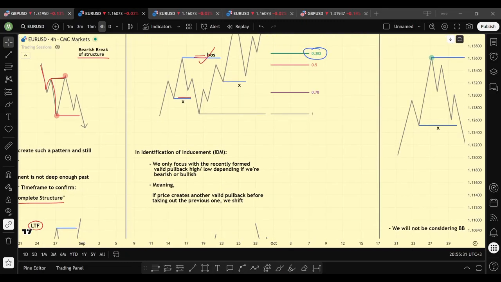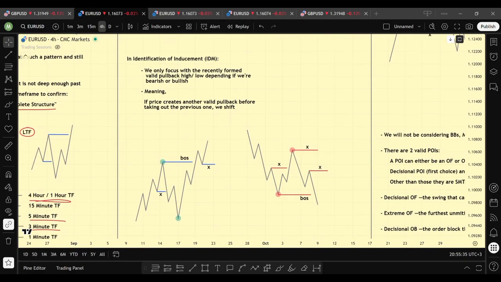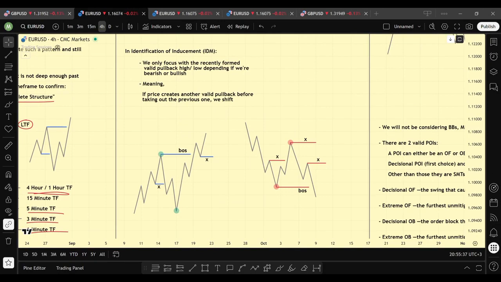So now, let's get into the inducement part. Don't worry, guys, I'll be explaining all that on the chart. I've said that we first dive into the theory part and then validate that using the charts so that we can reinforce or solidify what I have showcased with the theory part. So in identification of inducement, we only focused on the recently formed valid pullback.